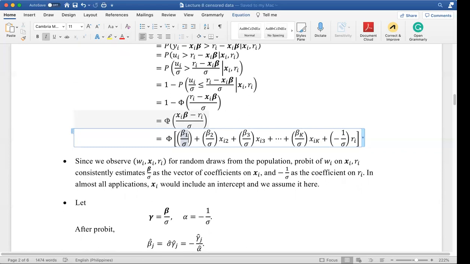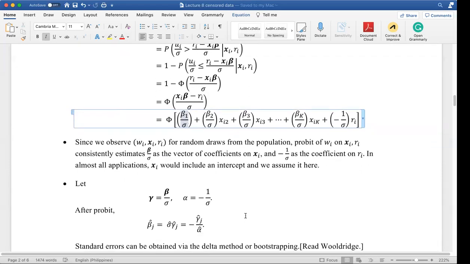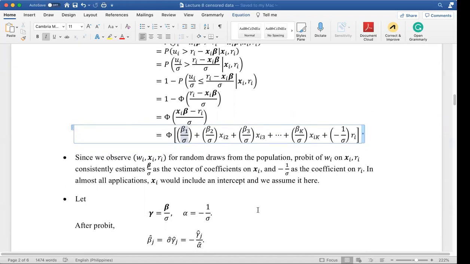Okay. So here, for probit, you would be estimating the betas and also sigma. In almost all applications, X sub I would include an intercept, and we assume it here. So what we get are estimates of beta and sigma. Okay, so let gamma be beta over sigma, and let alpha be minus 1 over theta, the coefficient of R sub I.